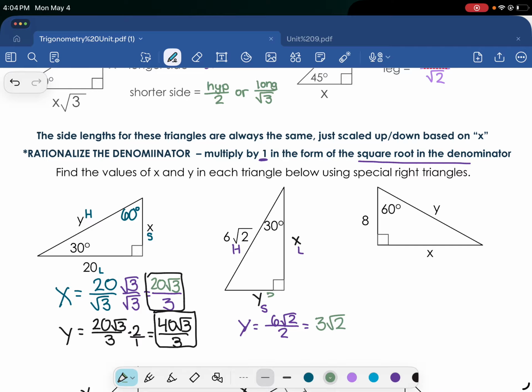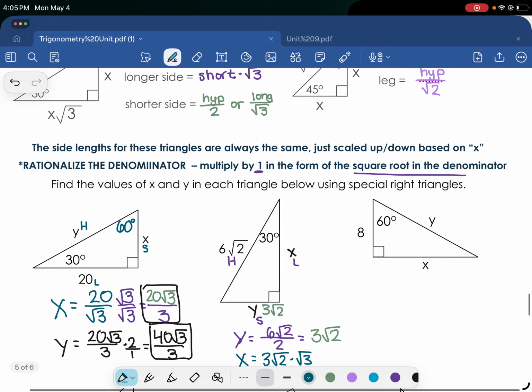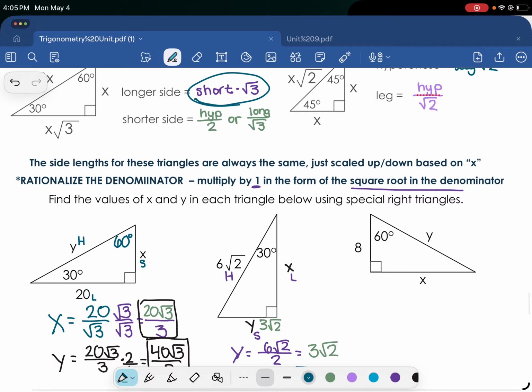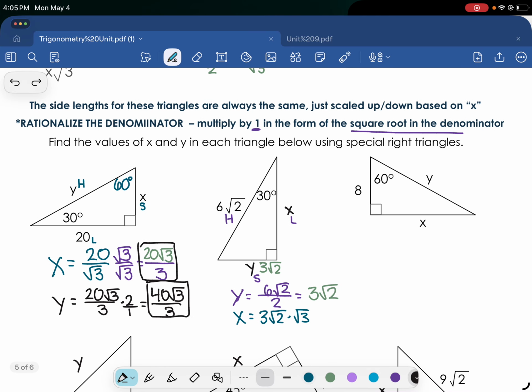Now that I know that that side is 3 square roots of 2, my long side, x, is the short side times the square root of 3. Right there. Now, I can multiply square roots together. 2 times 3 is 6. So that's just 3 square roots of 6.